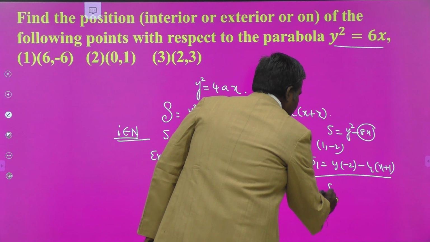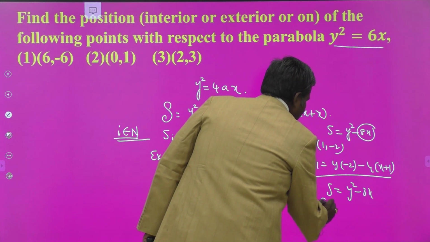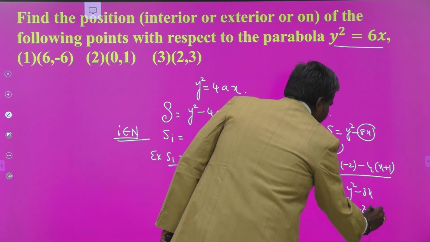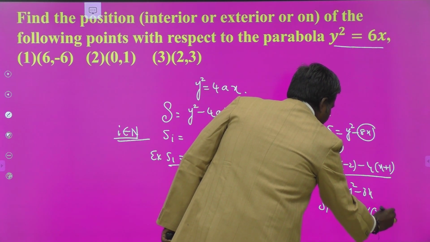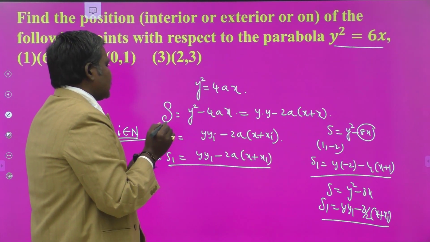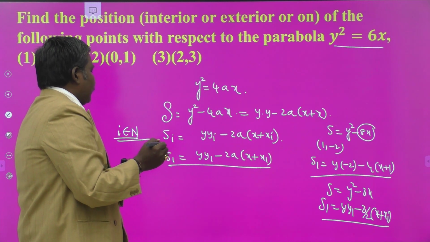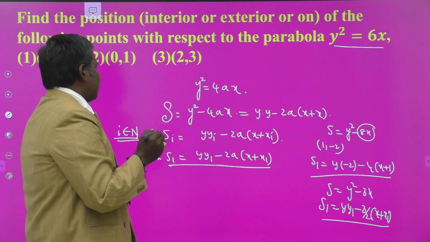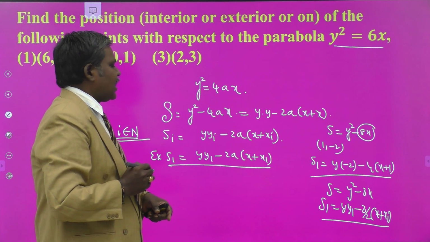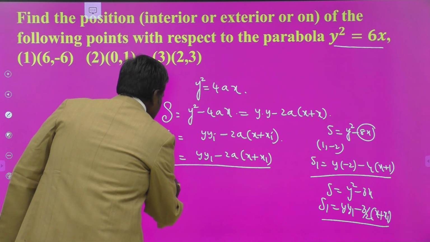Suppose S is equal to y square minus 3x. What you have to write? S1 is equal to y y1 minus 3 by 2, half of that, times (x plus x1). This is the expression. How to write this expression from S itself, we have discussed here. So this is Si, where i belongs to the natural numbers. Understand? The next notation is Sij.